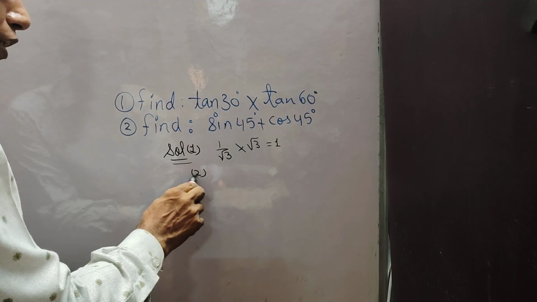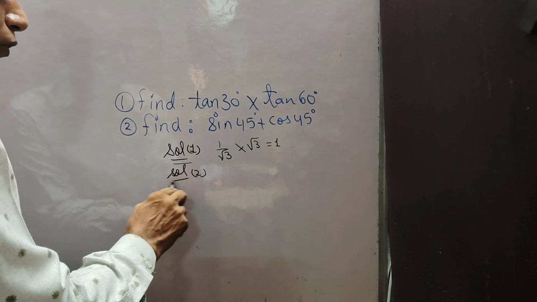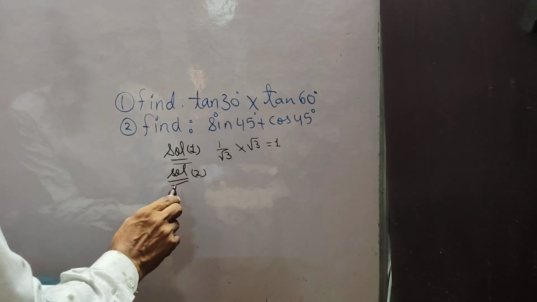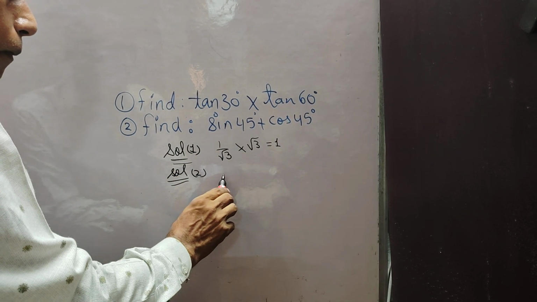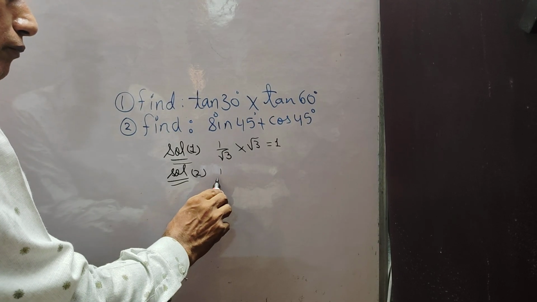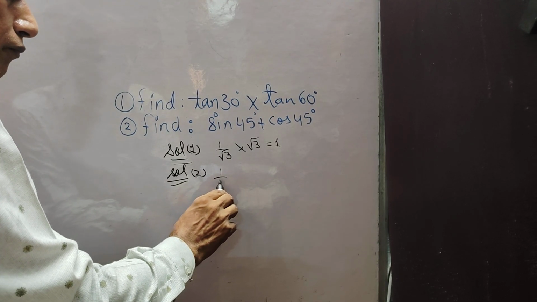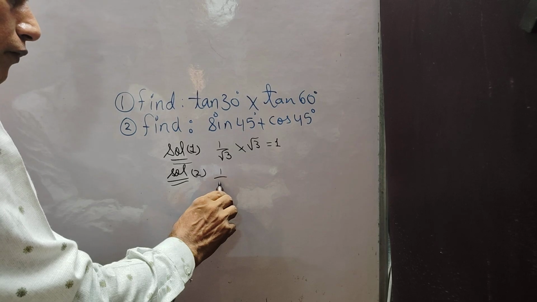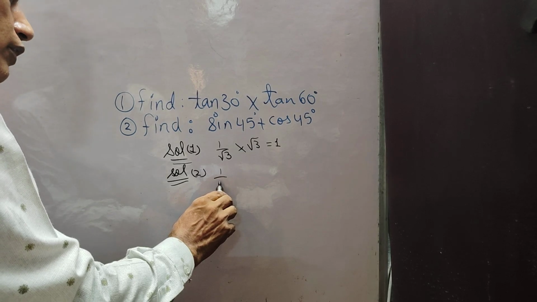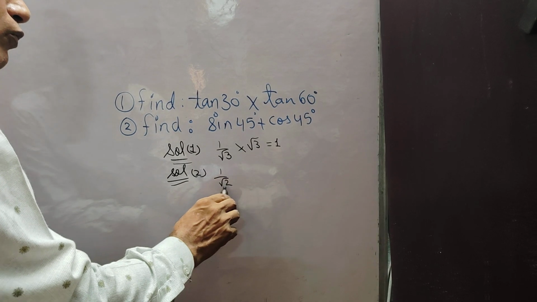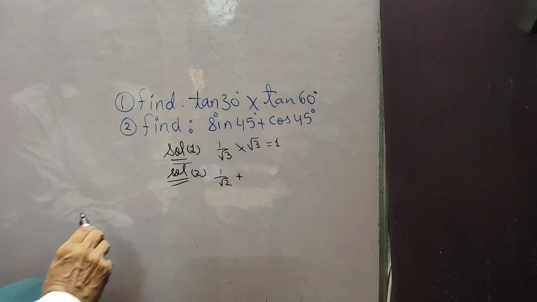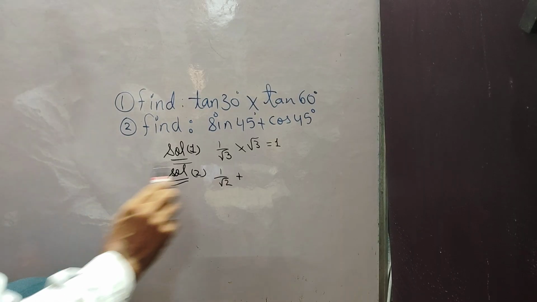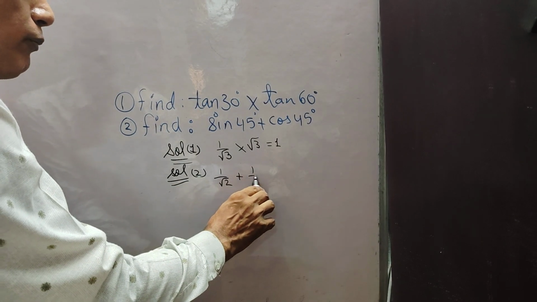Now come to solution number 2. So what is the value of sine 45 degree? That is half of square root 2, 2/4 square root 2, we can say 1 by square root 2. And cos 45, it is also 1 by square root 2.